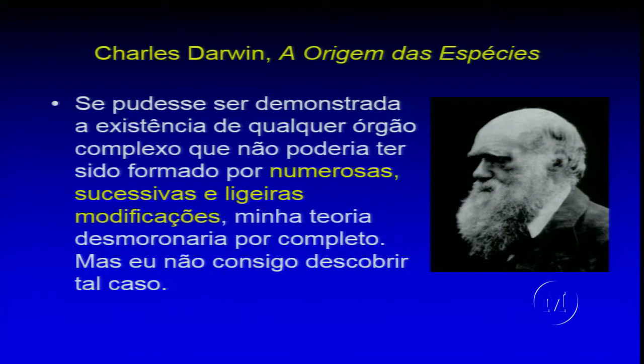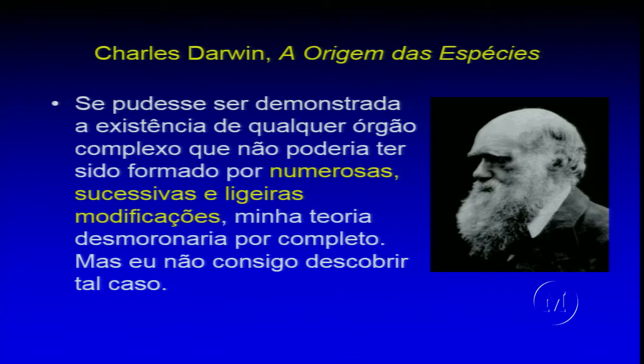In The Origin of Species, Charles Darwin himself wrote that if it could be demonstrated that any complex organ existed which could not possibly have been formed by numerous successive slight modifications, my theory would absolutely break down, adding, but I can find out no such case. In this, Darwin was insisting that evolution had to be gradual in tiny steps, improving life in very small amounts over a long period of time.